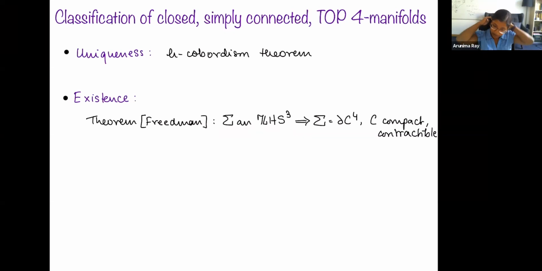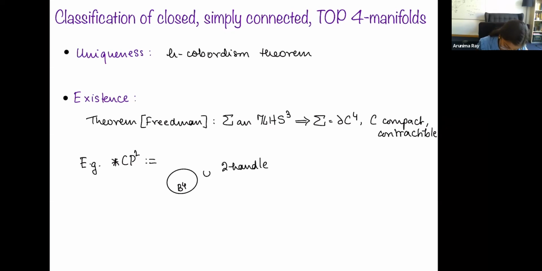So for example, I guess Andras mentioned this, or, oh no, actually, I think Paul mentioned this. So for example, if we have this thing called the Chern manifold, which is star CP2, well, star CP2 has the following construction. I'm going to start with B4, so that's B4 over here. And I'm going to attach a two handle along the right-handed trefoil with framing plus or minus 1.